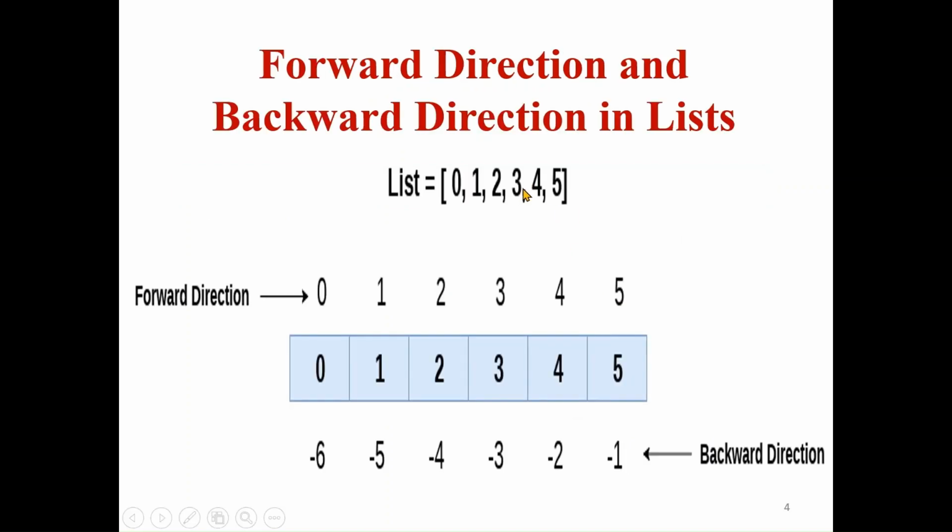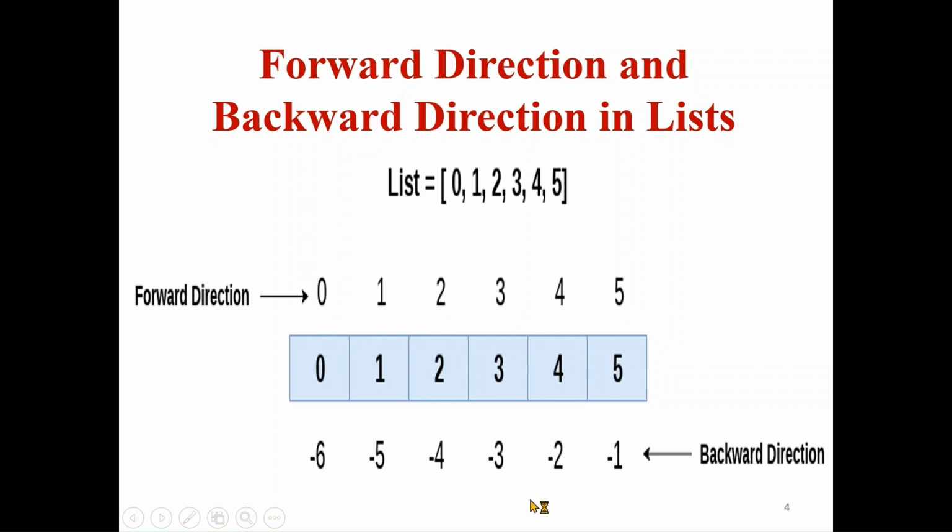Now here, this is the most important thing you need to understand: the forward direction and backward direction in a list. Say list equal to, I've taken 6 elements, 0, 1, 2, 3, 4, 5, as the values inside the boxes. Now, in the forward direction, this is index number 0 for this box, index number 1 for this box, index number 2, index number 3, index number 4 for this. So when you go in the forward direction, we have only positive index numbers.